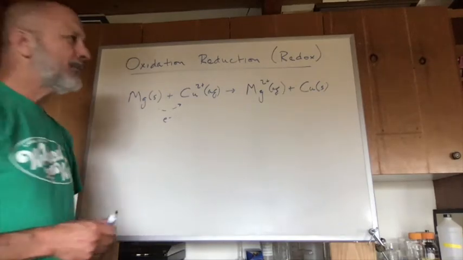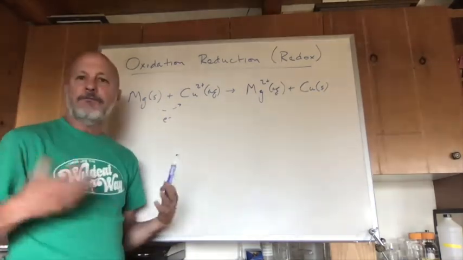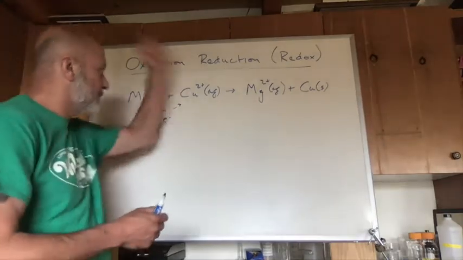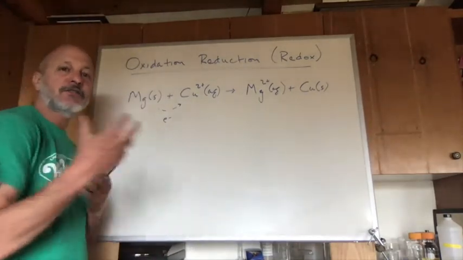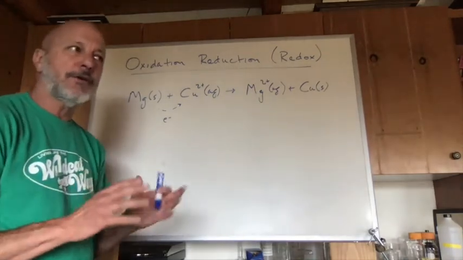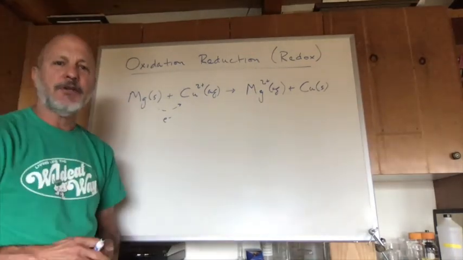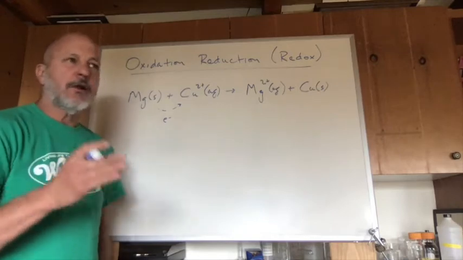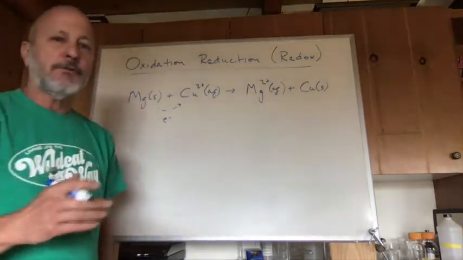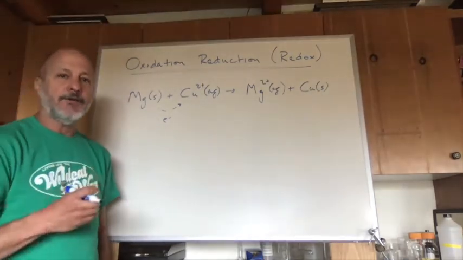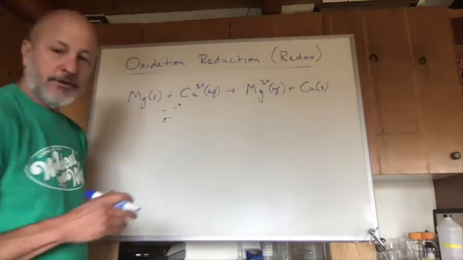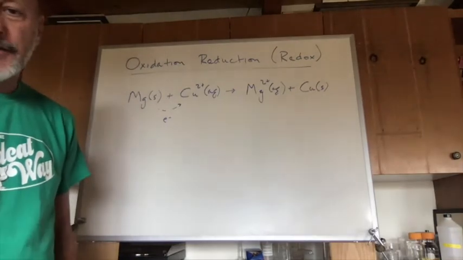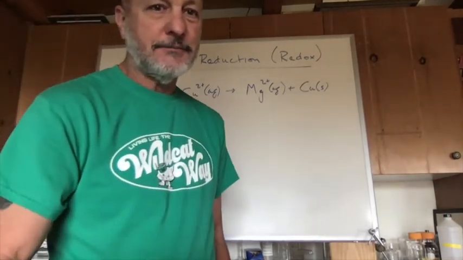So sometimes this transfer is very obvious and okay, I can see where the electrons went. They actually transferred. Sometimes they're within covalent compounds. It's not as obvious, so we need a set of rules to figure out what's being oxidized, what's being reduced, and to recognize when it's an oxidation reduction reaction. So let's look at what these rules are.